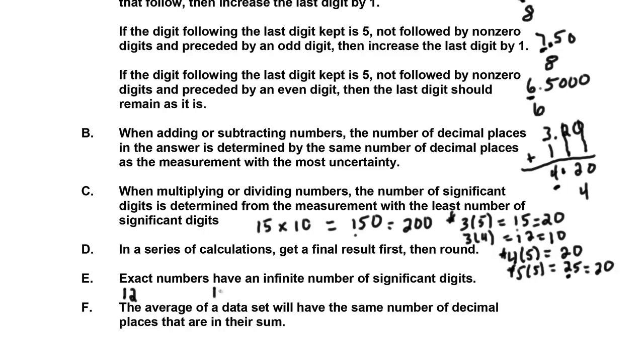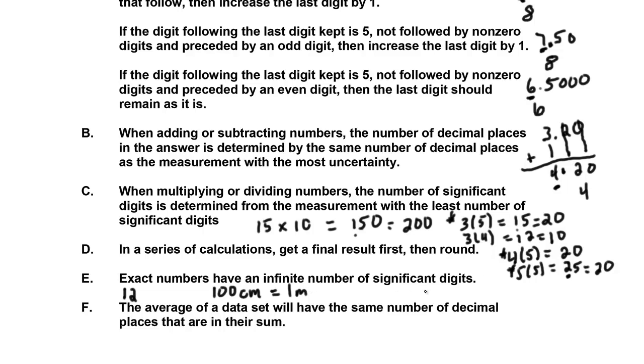Here's another example. 100 centimeters is equivalent to 1 meter. This is a definition. This only has one significant digit. But because I'm using it as a definition, 100 centimeters are exactly in 1 meter. These are exact numbers. That means they have an infinite number of significant digits. So we have to be careful about that.